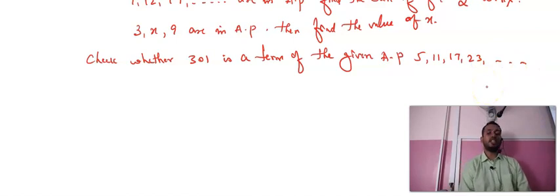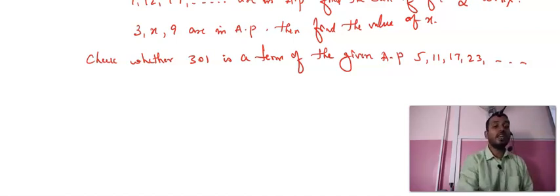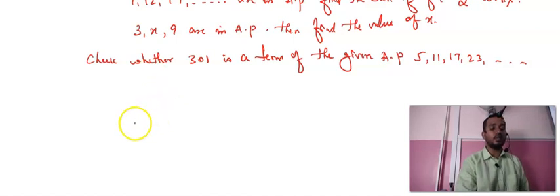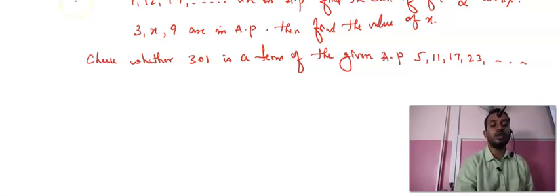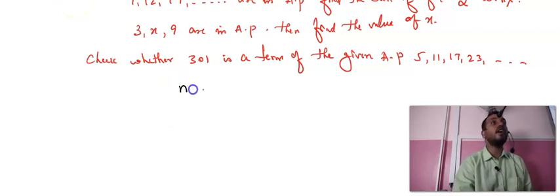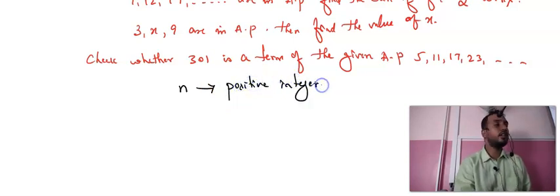You need to check whether it is in AP or not. How will you get to know whether the given number is in the AP or not? You should find the value of n. If you get the n value as a positive integer, are you getting? You have to solve the problems related to this. Check whether 301 is a term of the given AP or not. Here you should get the value of n as a positive integer. Remember, if the value of n is a positive integer, then it is in AP.